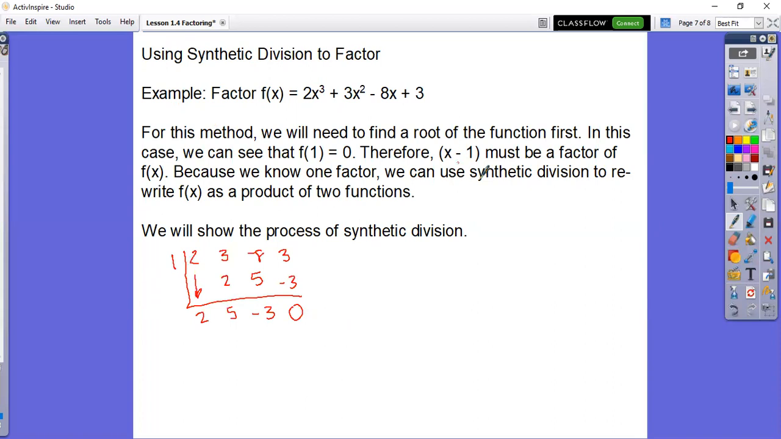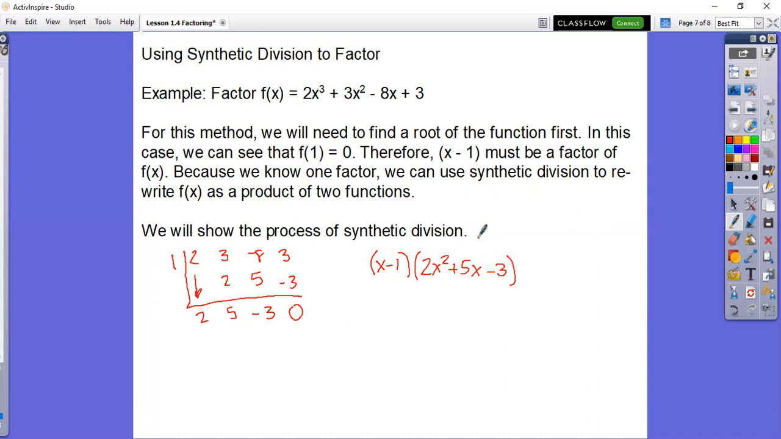So the reason this is helpful is because now I know one of the roots, or one of the factors, is x minus 1. And when I divide my initial function by x minus 1, I get 2x squared plus 5x minus 3.